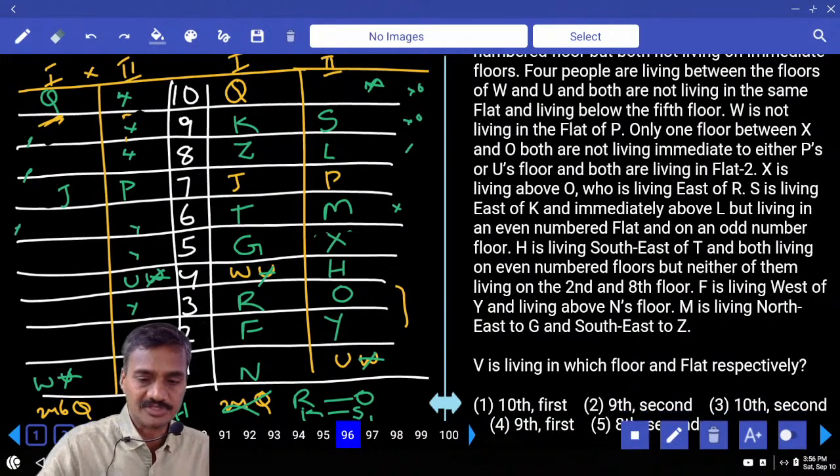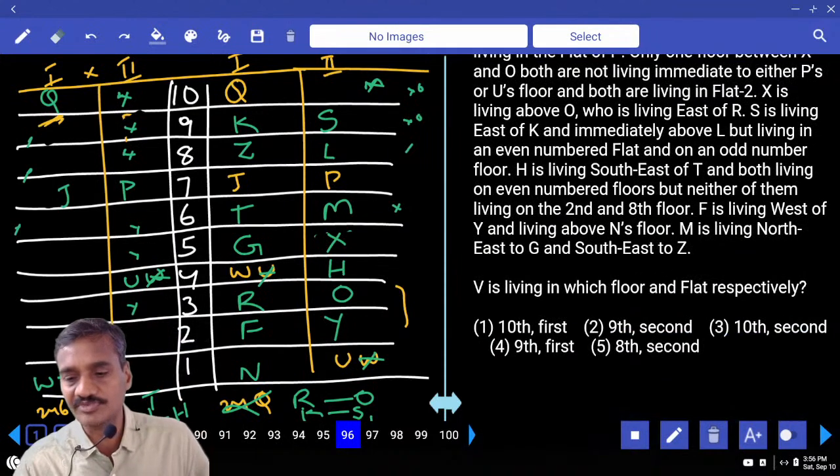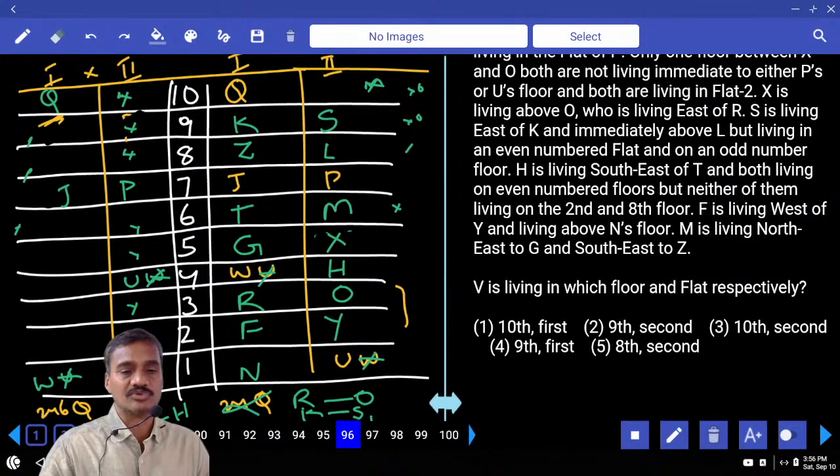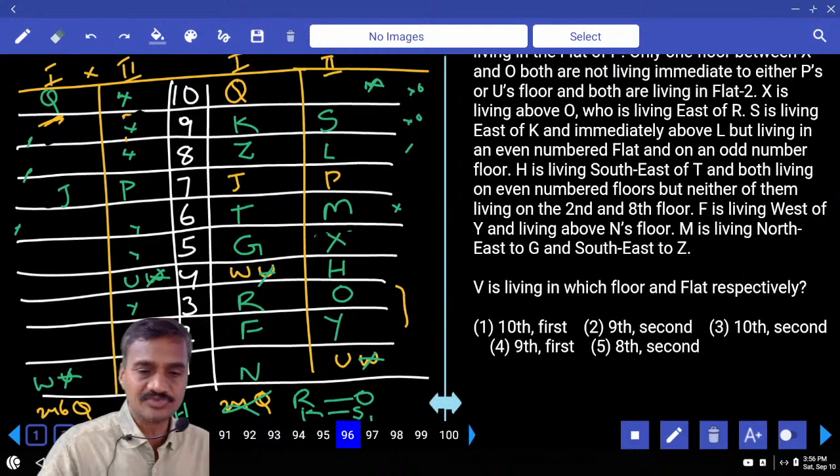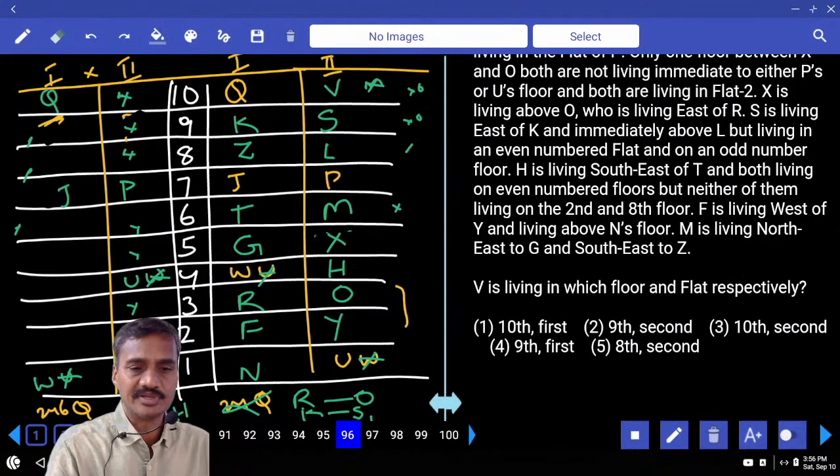Then 96 to 100. Then V is living on which floor and flat respectively? Now V, and where is V here? And V must be at the top. And who is the person left over? V is living on which floor and flat? Now 10th floor, 2nd flat. Choice 3, question number 96. 10th floor, second flat, that is.